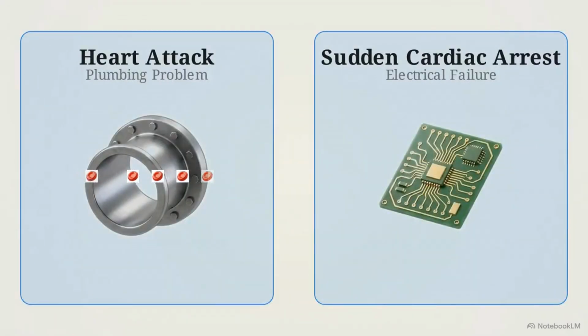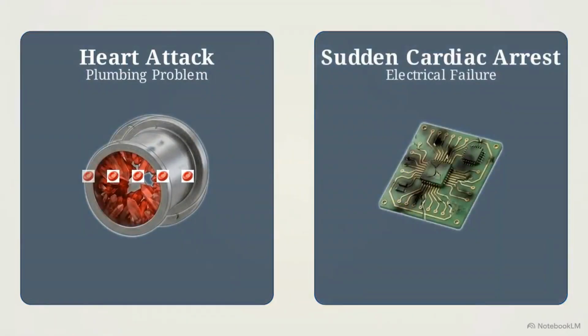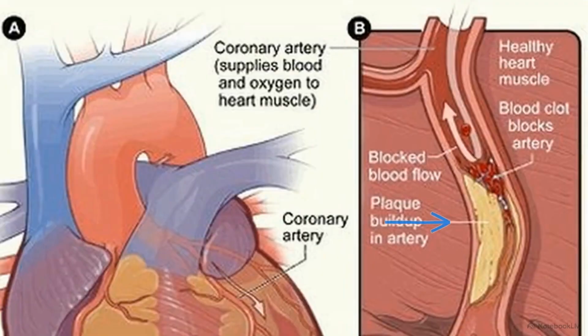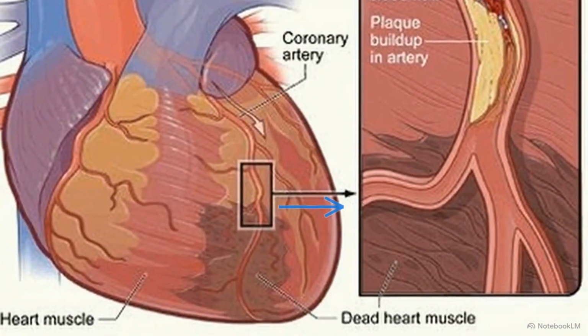A standard heart attack is a plumbing problem. A sudden cardiac arrest is an electrical failure. In a heart attack, cholesterol or blood clots block a coronary artery. The heart is still pumping, but the muscle below that specific blockage is starved of oxygen and begins to die.